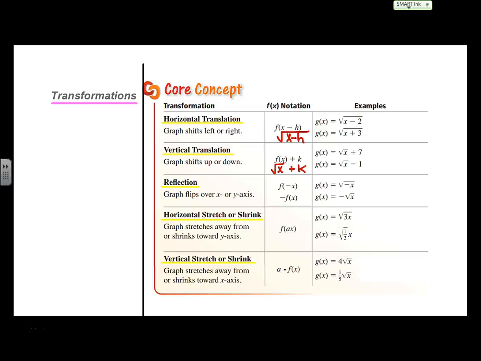This one, you're either going to have a negative under or a negative outside. That's what's going on here. This one, you're going to have an ax under or inside. And then this one, you're going to have an a outside. So if you guys want, you can skip writing all of this function stuff and write the square roots instead. But the function is good to see for some of you as far as future math.